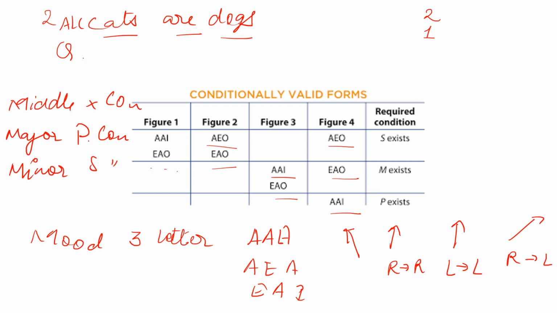Okay, and in total there can be 64 combinations of these moods. If you take figure also into consideration, there can be 256 cases. From these, you have 15 as unconditionally valid and 9 as conditionally valid. So this is all about moods and figures.